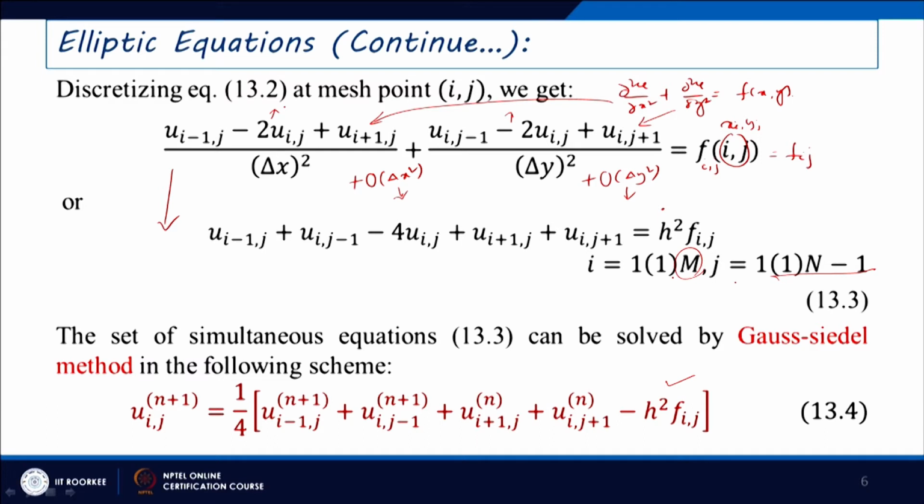So the complete form of this equation can be written as u_ij at n plus 1 equals 1 by 4 into u_{i-1,j} at the n plus 1th level plus u_{i,j-1} at the n plus 1th level plus u_{i+1,j} at the nth level plus u_{i,j+1} at the nth level. And this f_ij value, that is nothing but f of x_i, y_j, can be taken from the original equation, and we can directly put the values over here.